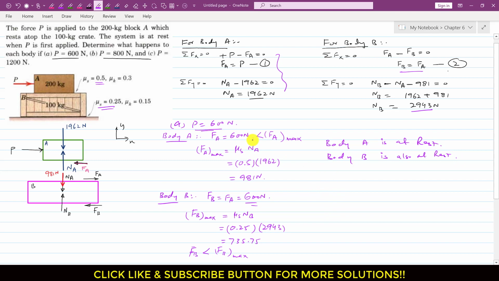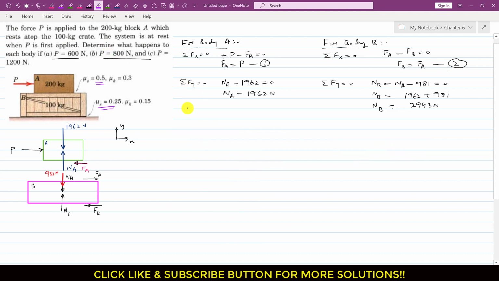Right? So for part A, both block A and crate B are at rest. Now for case B, P equals 800 Newton, right? So again, FA is equal to P for body A, right? So FA equals 800 Newton.